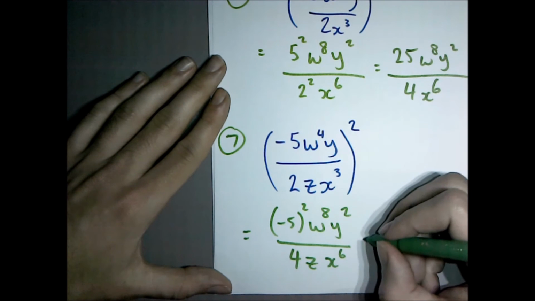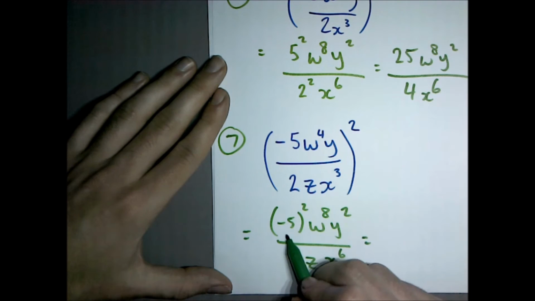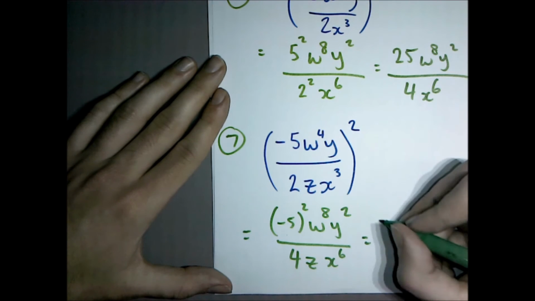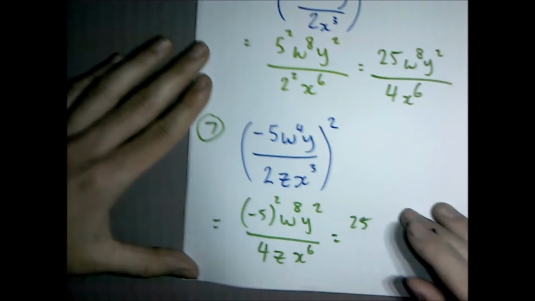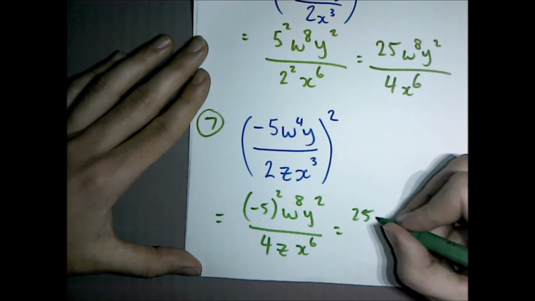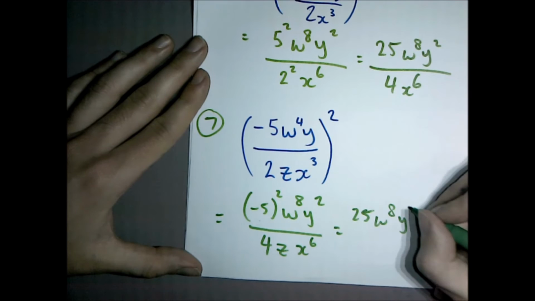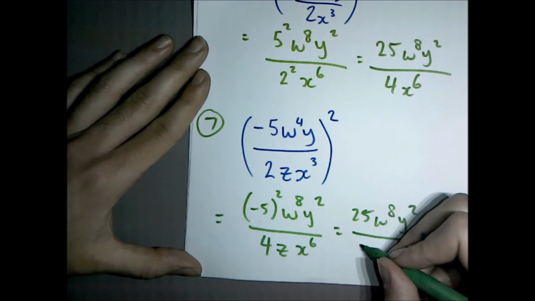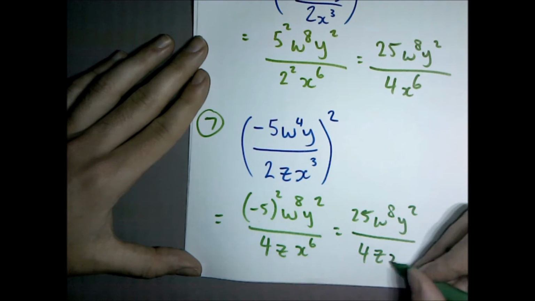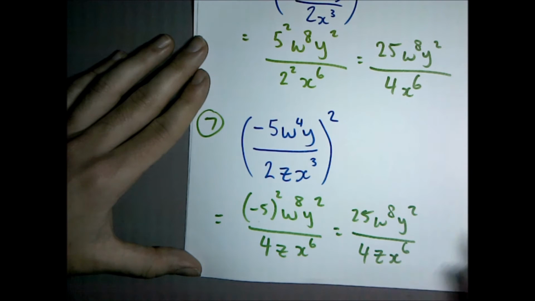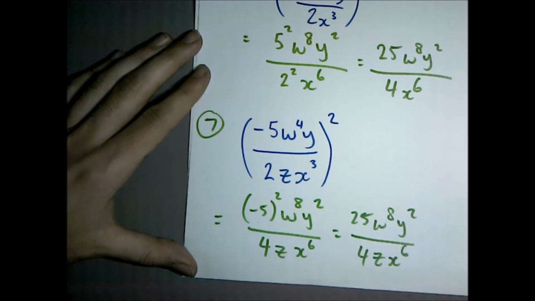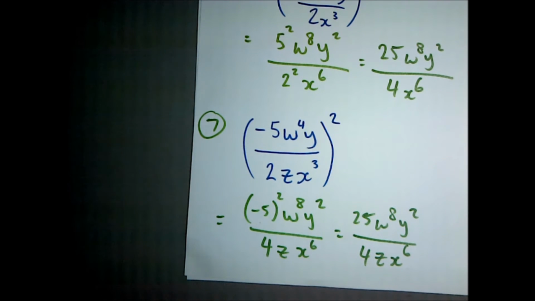Again, I can try and simplify this a little bit. Negative 5 times negative 5 is positive 25. So I'm going to have 25. Still going to have w to the power of 8 y squared on top of 4z x to the power of 6. And there's nothing I can really do in order to simplify that any further. But it's good practice just to check to see if there's any other index laws you can use.